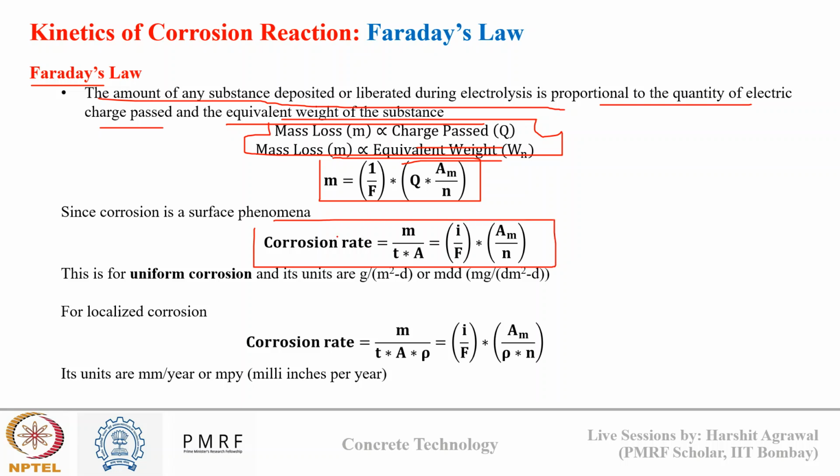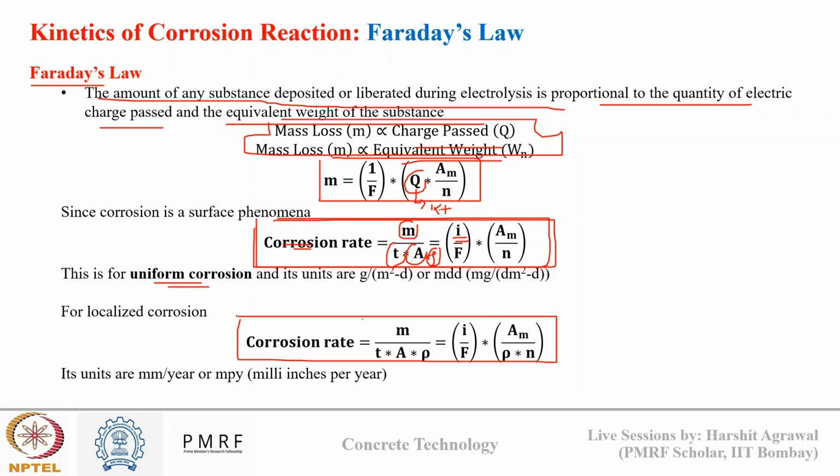Corrosion rate is nothing but mass loss per unit area per unit time, and mass loss I can represent in terms of charge. Charge is nothing but I into t. So I can convert this mass loss into corrosion rate, which relates my rate to the current that I have estimated from kinetics. This is for uniform corrosion, and for localized corrosion, there is one more term that comes in the denominator, which is density. So this is how corrosion rate can be estimated once we know the corrosion current flowing in the system.